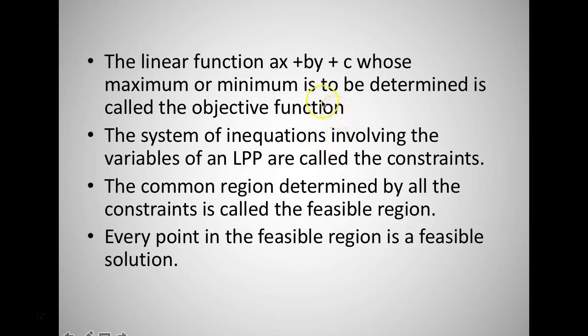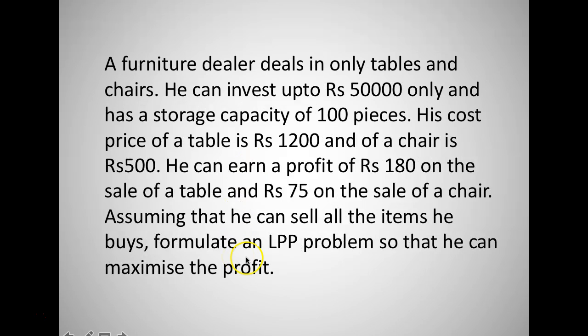The linear function ax plus by plus c, whose maximum or minimum is to be determined, is called the objective function. The system of inequations involving the variables of an LPP are called the constraints. The common region determined by all the constraints is called the feasible region, and every point in the feasible region is a feasible solution. So one advantage of this topic is that there are no formulae to remember. You only need to see you have the objective function, which is ax plus by plus c. Then you have the constraints, the feasible region, and the feasible solution.